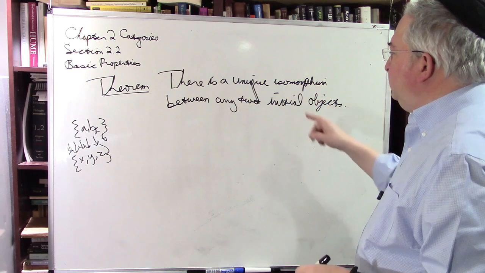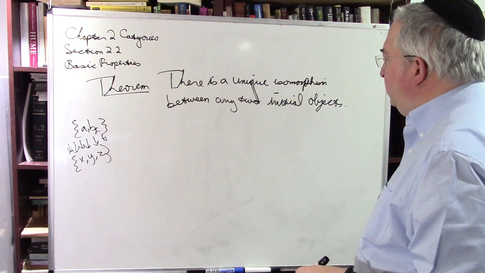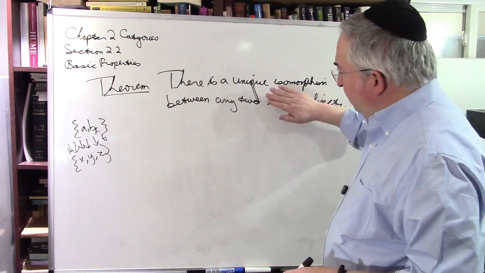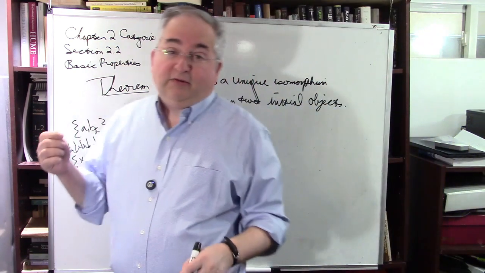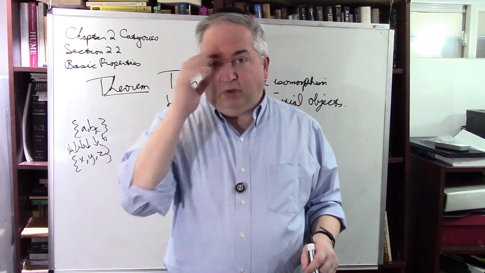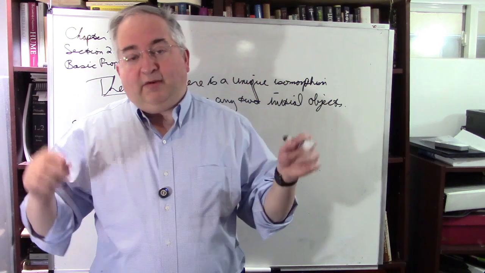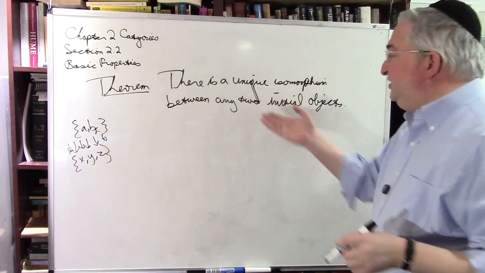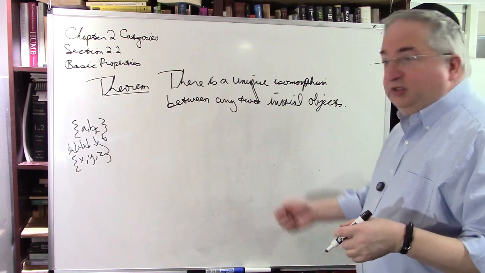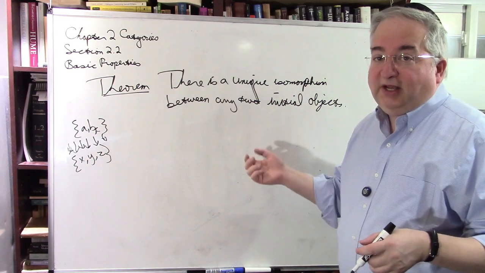So there's a unique isomorphism between any two initial objects. The same theorem goes with terminal objects too. We saw that in the category of sets. There are many different terminal objects, but there's a unique isomorphism in between them. Now, in the category of sets, this doesn't even make sense. It's not interesting because there's only one initial object, and that's the empty set.